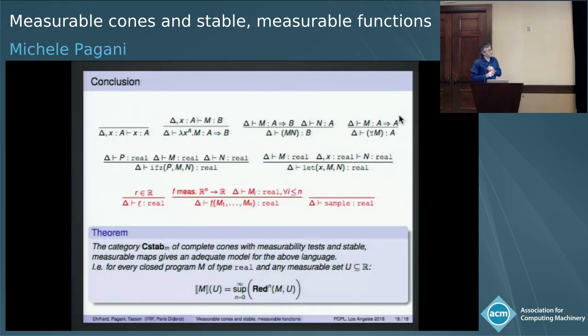So conclusion, we have a model based on complete cones and stable measurable maps, which is adequate for a language like that, with full recursion and with continuous distribution. Okay, that's all. Thank you. Thank you so much.